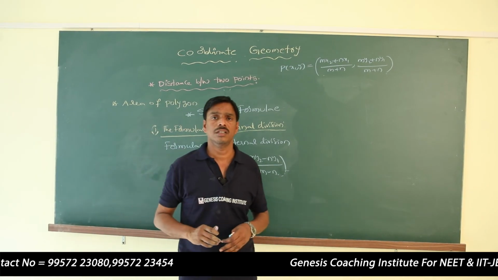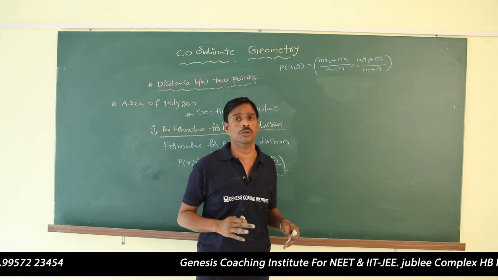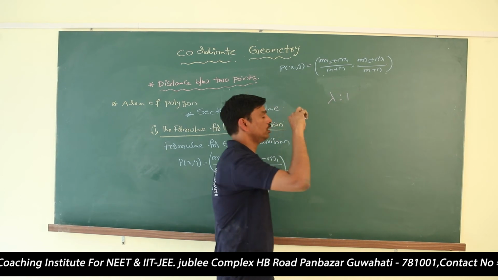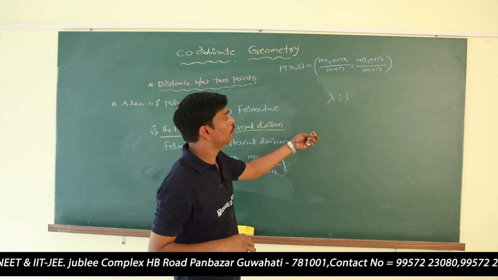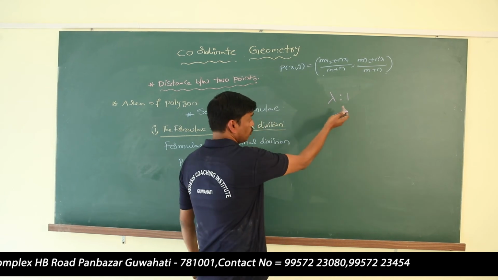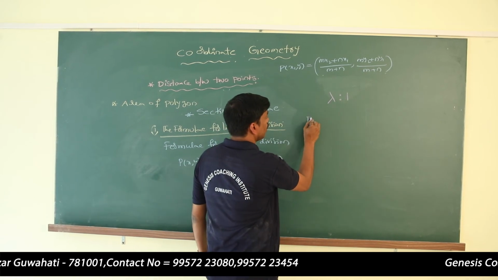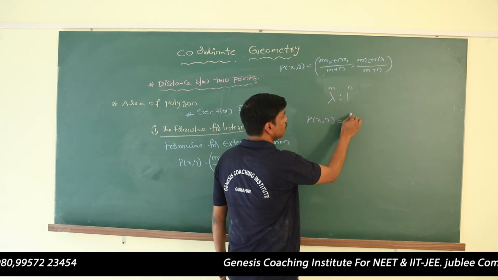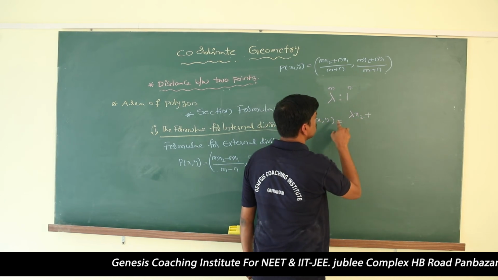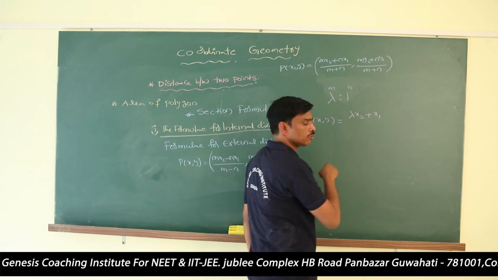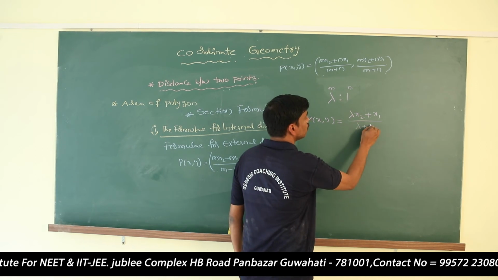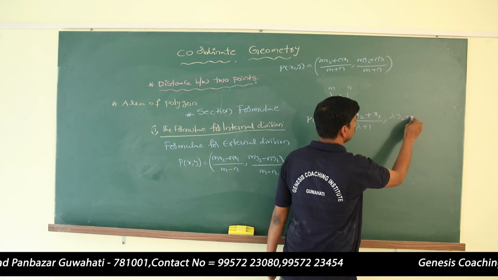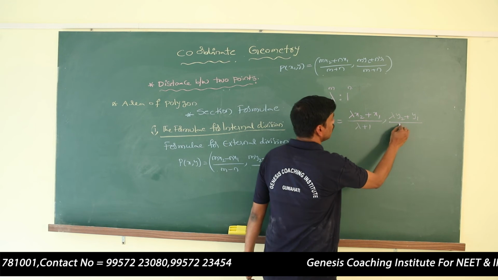Sometimes, for the sake of convenience, we can take the ratio lambda is to 1. This is better to find the point. So what is the formula here? P(x, y) equals, here this is m, this is n, so m x2 means lambda x2 plus n x1, that is 1 into x1, by lambda plus 1, and lambda y2 plus y1 by lambda plus 1.